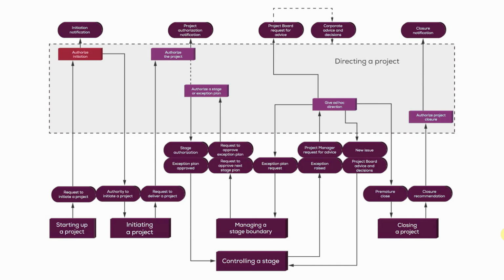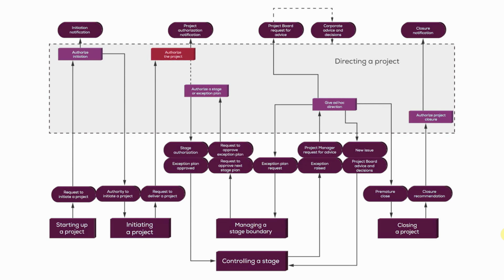That would trigger effectively the initiating a project process. Now, we've just covered the initiating a project process. We know that once the initiating a project process has run its course and we're assembling the project initiation documentation, we also trigger the managing a stage boundary process. So the outputs of initiating a project process would go up into the second activity, authorize a project, but we also know that the managing a stage boundary process would be triggered.